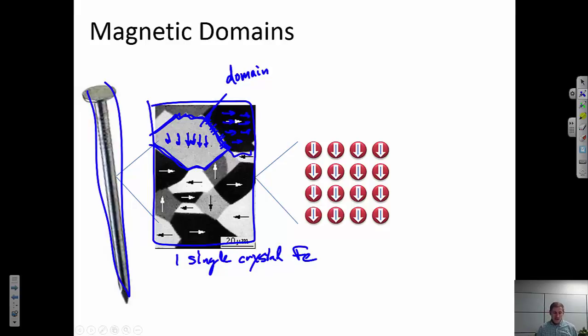So the result at room temperature in a single crystal of iron or in a polycrystal of iron, anything like this iron nail, for example, is that all of the atoms are aligned with their neighbors. However, the domains are arranged in such a way that they're going to cancel each other out. So there is no net magnetization for this particular iron, right? Because I have some magnetic moments this way, this way, this way, this way, the net magnetic moment is zero. There's no net magnetic moment.